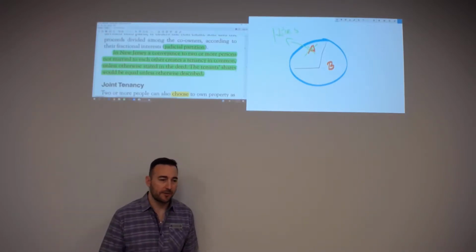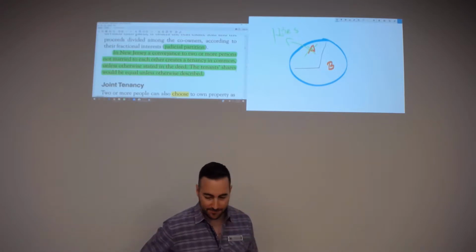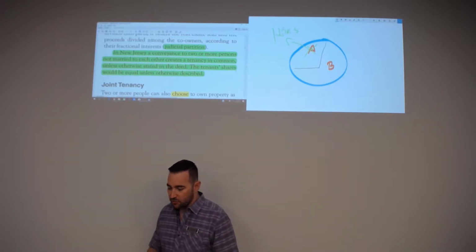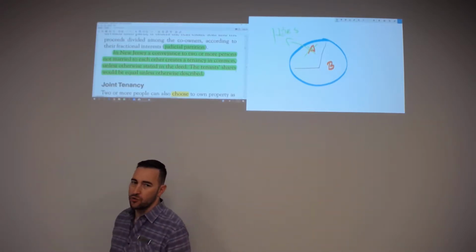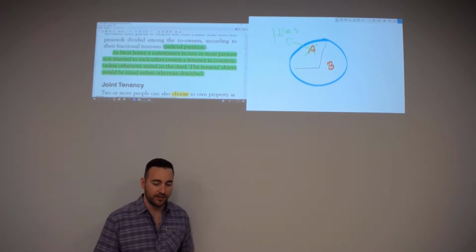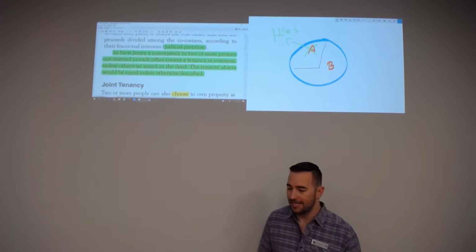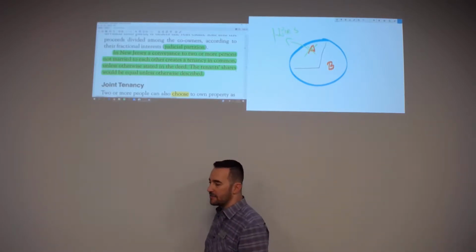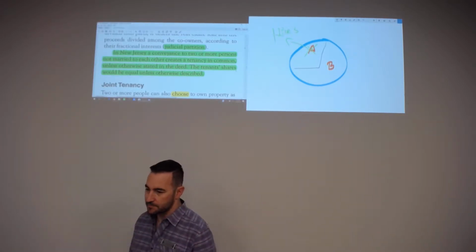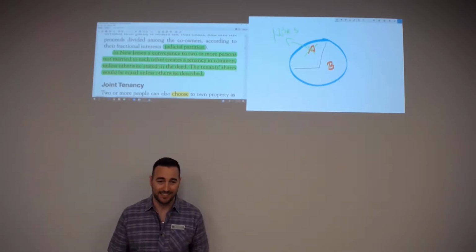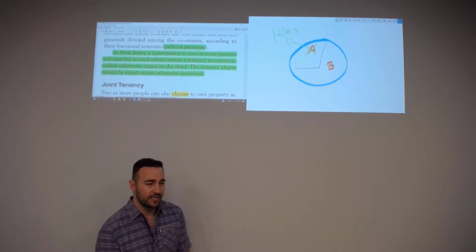Now, something to remember. In New Jersey, a conveyance to two or more persons, please underline, two or more persons not married, circle, not married to each other, creates a tenancy in common, unless otherwise stated in the deed. So what we're saying here is very simple.